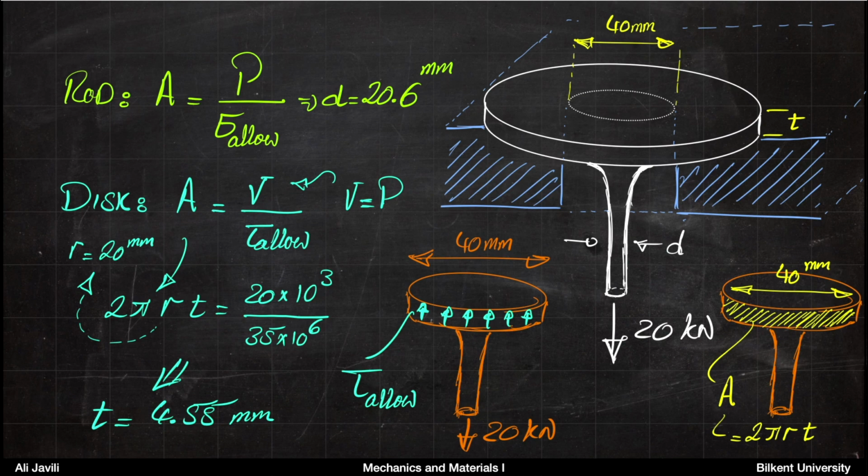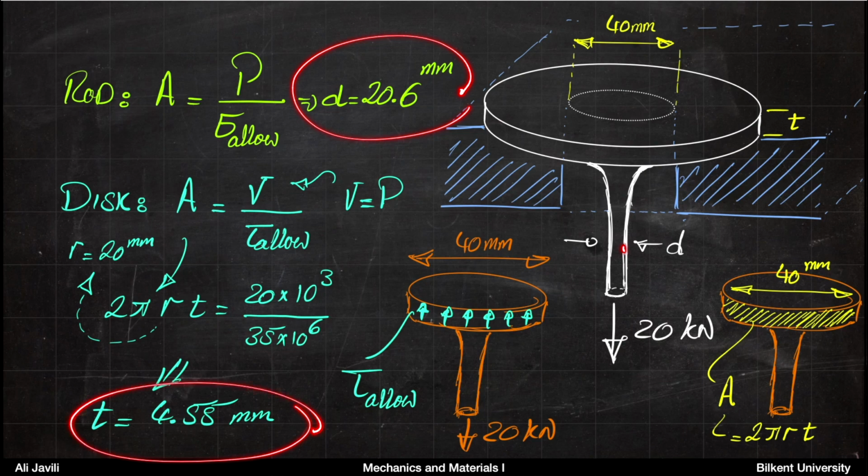Okay, so now we have calculated the required diameter of the rod, and also the thickness of the disc.